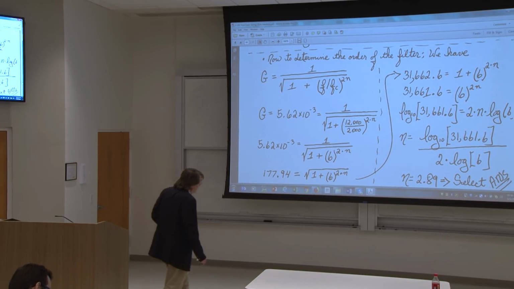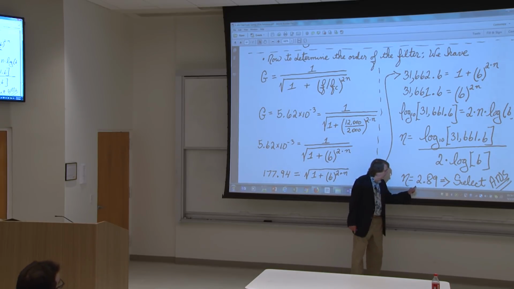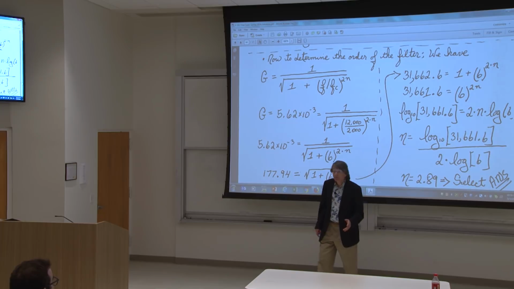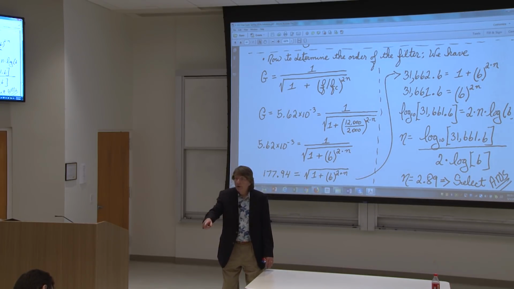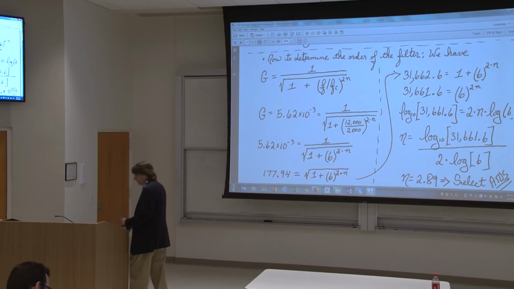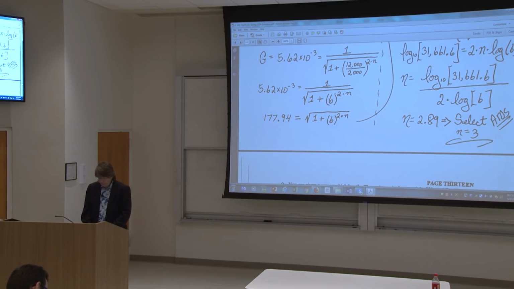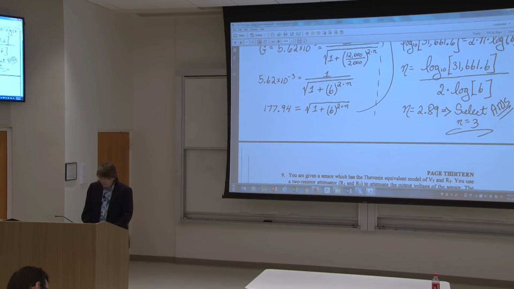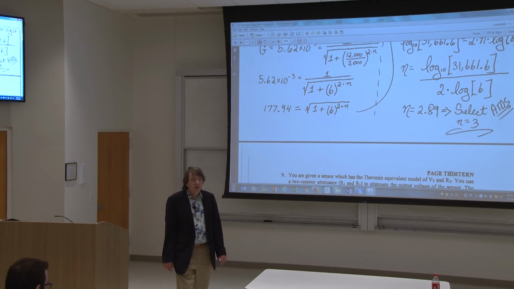Now, the last thing, I think 1 or 2 colleagues may have done this on exam 1. 2.89, you don't truncate, you round up. Even if it's 2.1, you got to round up. So 2 point anything, you go up. So the answer is 3. We're good?